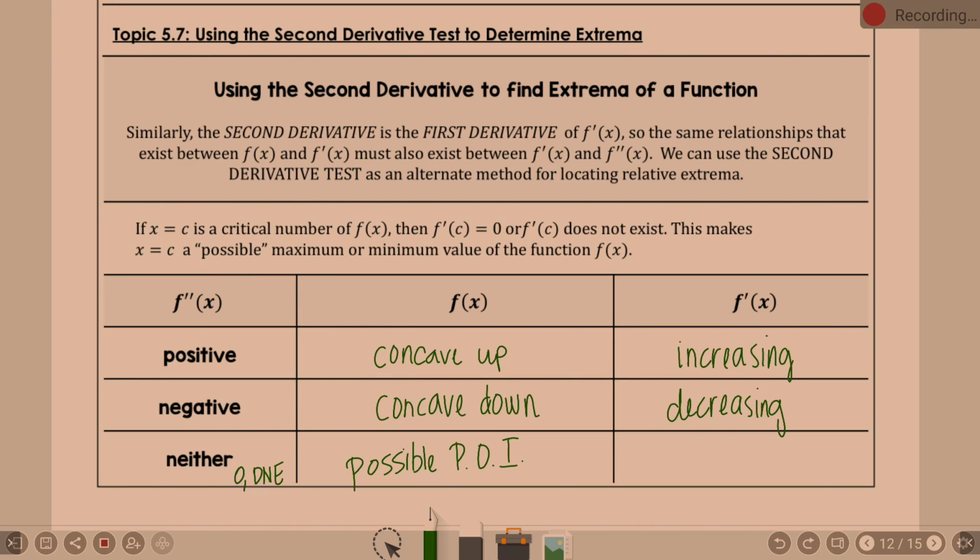Okay? If my second derivative is either 0 or DNE, what does it mean about the first derivative? A possible min or max. Because think about it, if your first derivative is increasing or decreasing, what happens between increasing and decreasing sections? Mins and maxes.